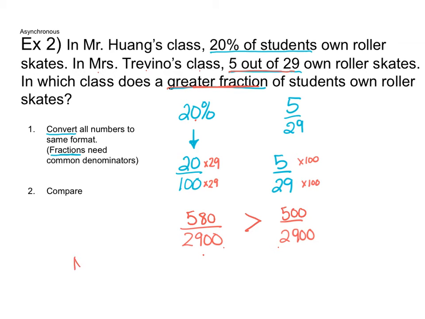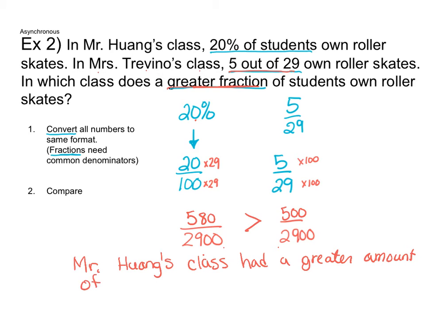So that means that Mr. Wong's, I'm not sure how you say that, class had a greater amount of students who owned roller skates. Okay, so that is example 2. Let's go on to the next one.